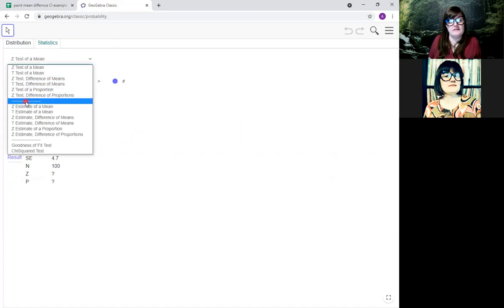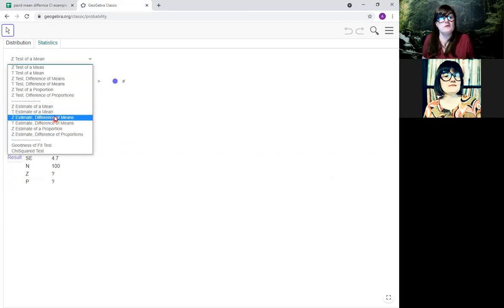Now notice that all of these say test. We are not running tests. Right now we are running confidence intervals, so we're going to bypass all the tests and come back to them later. Remember, a confidence interval is an estimate of a parameter. So all of these right here are your confidence intervals.